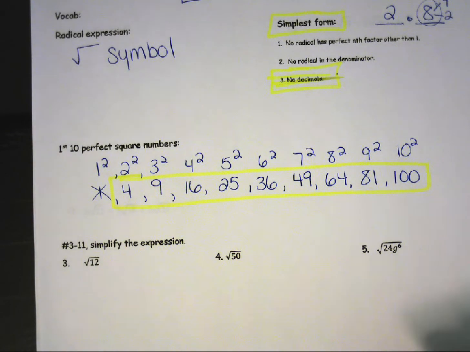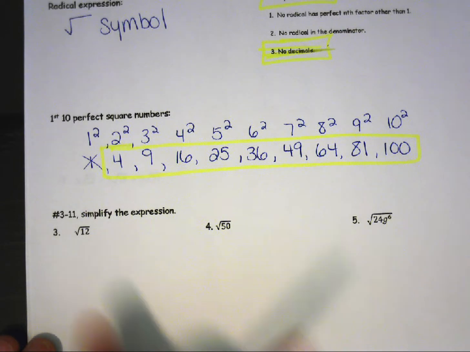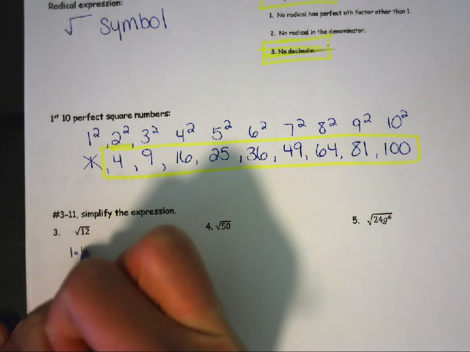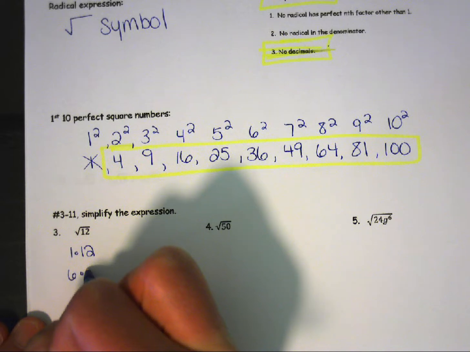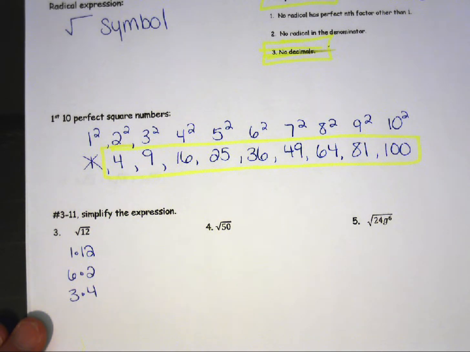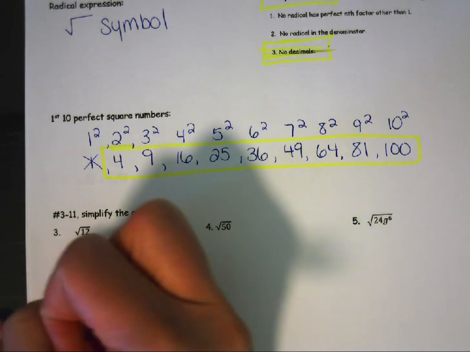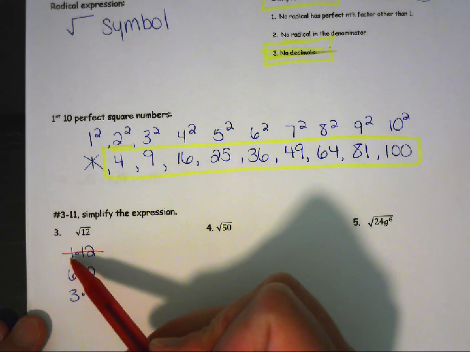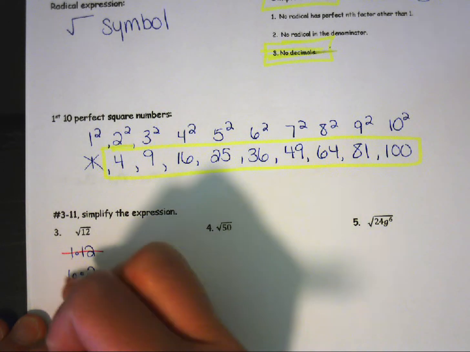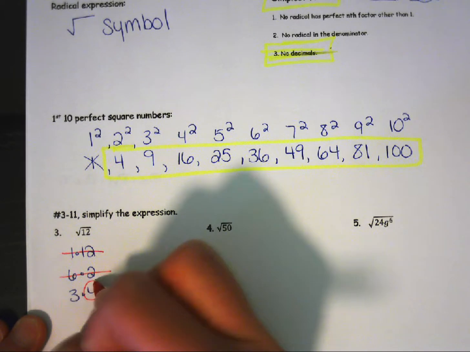Okay, so let's try another one together. Number 3, we've got 12. If I think of, and you don't have to write this down, you usually just think of it in your head, all the combinations that multiply to get 12. Notice those are the different combinations to get 12. This one isn't going to help us because besides 1, 12 is not perfect. Neither one of these two are perfect, but 4 is perfect.